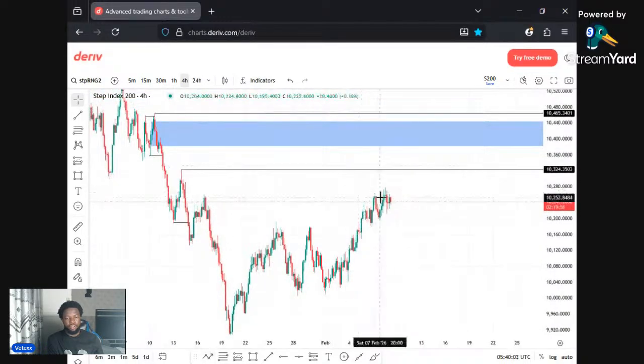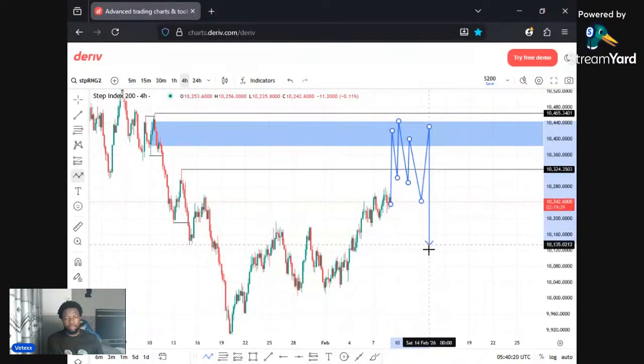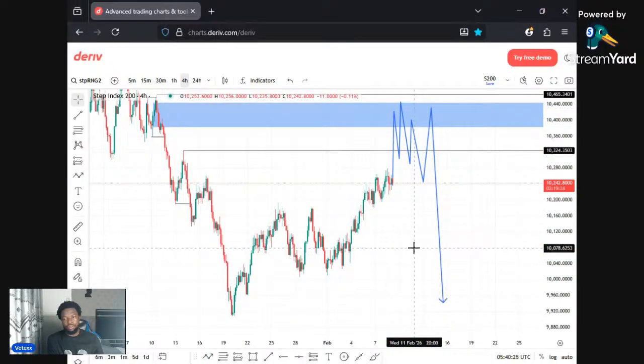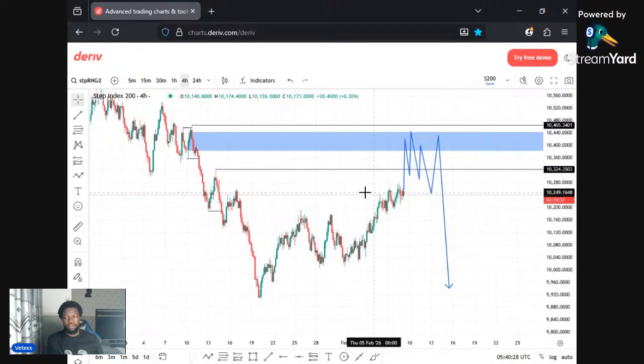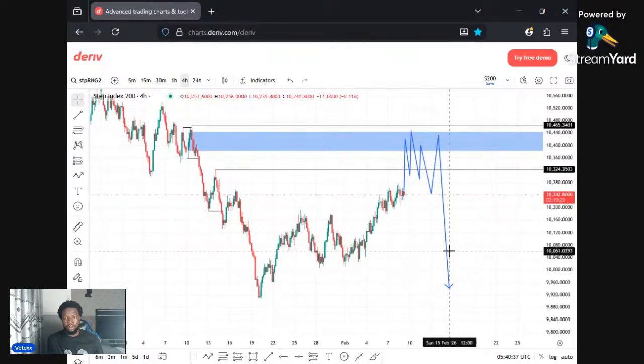So we anticipate price to tap. This is the 4-hour time frame. Anticipate price to tap into this point of interest and give us this move here. Once price gives us this move, we can then come into this zone, take our sell from here, and probably hold until this target is taken out. So this is what we are anticipating until price gives us this, then we can take the trade and probably hold to the target.